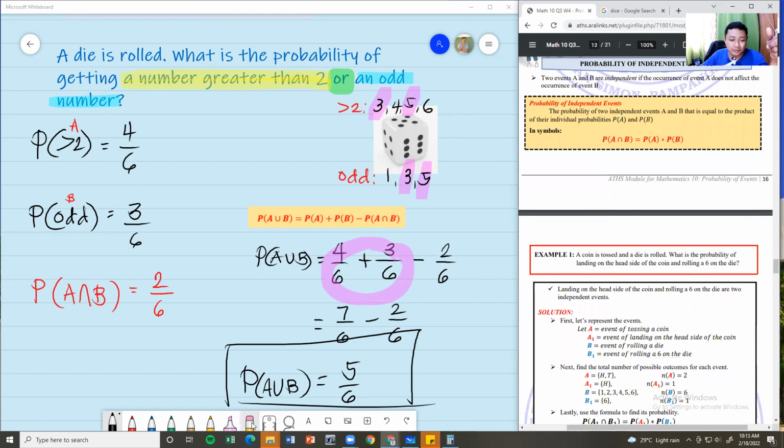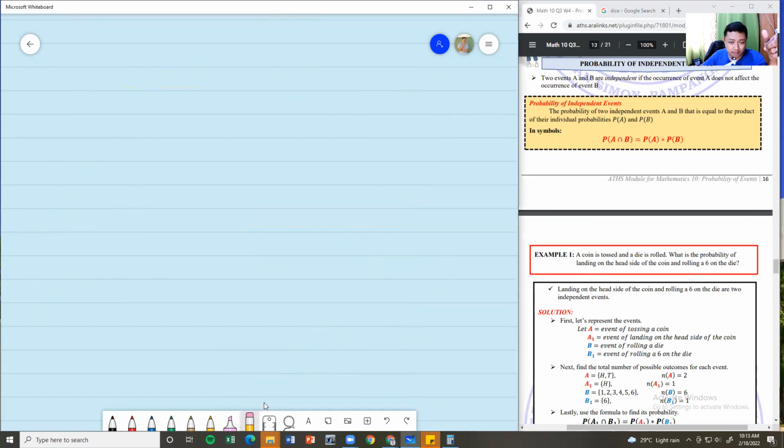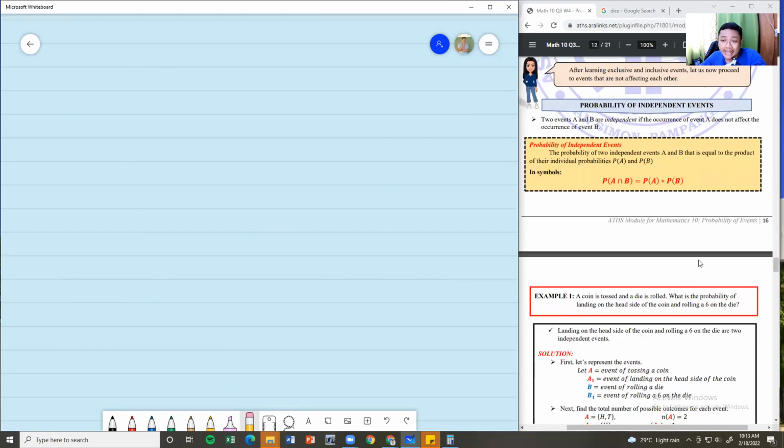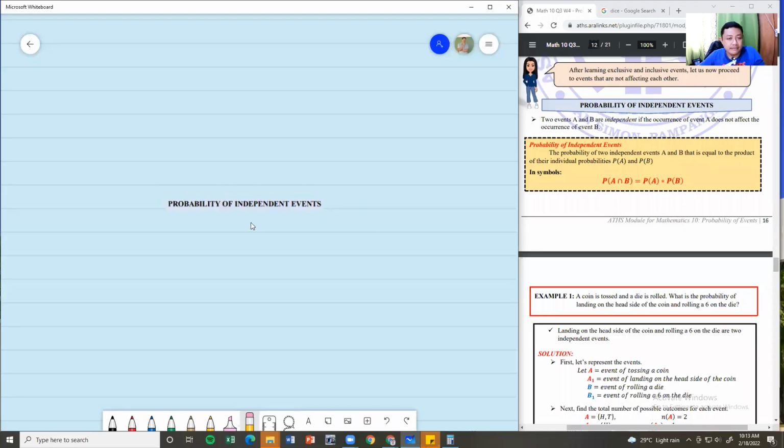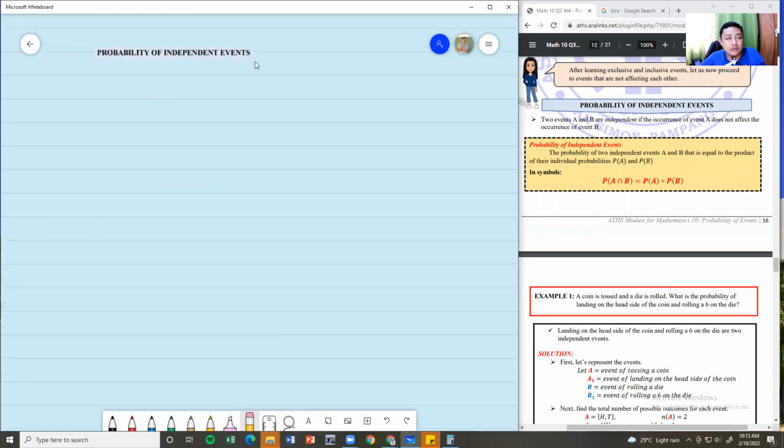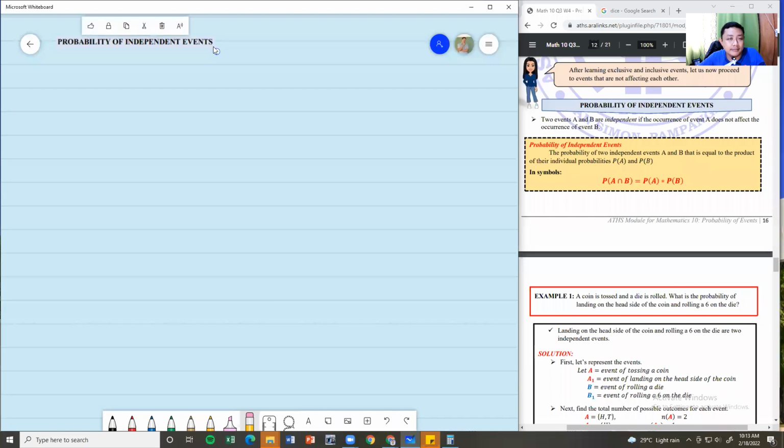So we're done with the words or, kasi either or lang ang pinag-uusapan natin doon. But this time, we will be dealing with the word and. And this happens when we talk about the probability of independent events. Ayan. May kanya-kanyang buhay na tong mga to, pero kailangan silang pagsamahin.